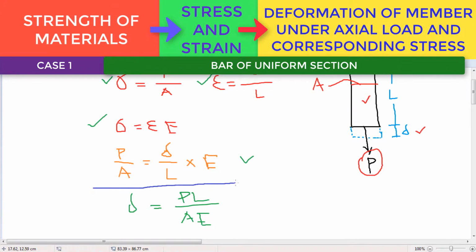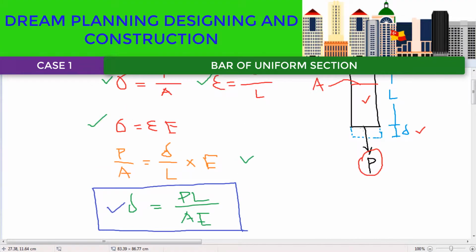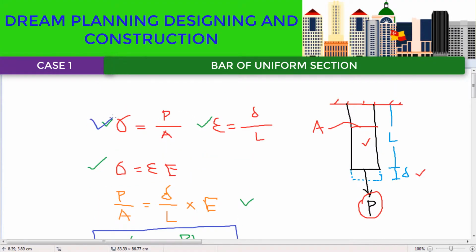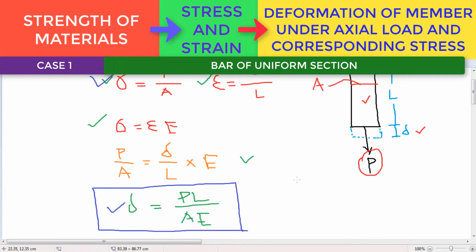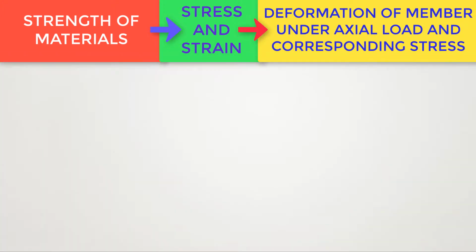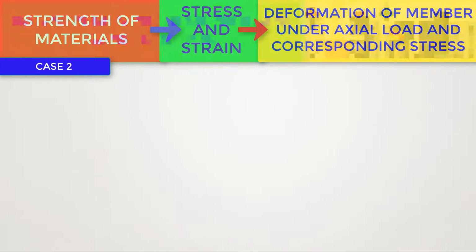So that is the value of the deformation of this bar, that is delta. Here we already calculated the stress, because there is only one force, that is P, and this area A, that's why stress equals P by A. So that is the first case. Now we will discuss the second case, and that is stepped bars.